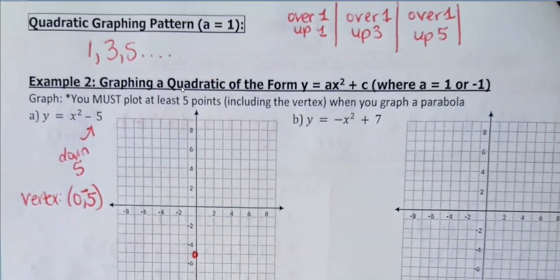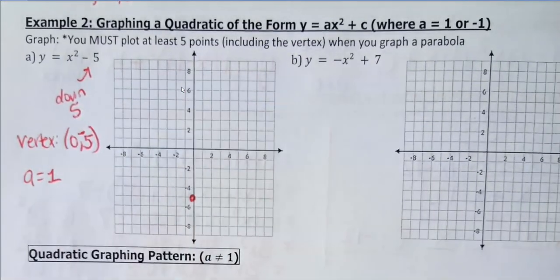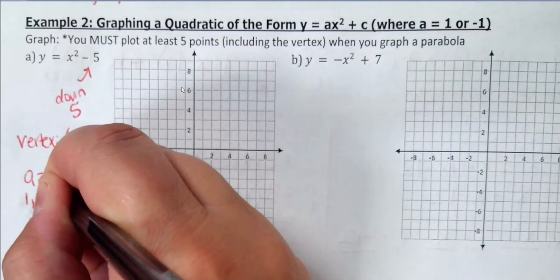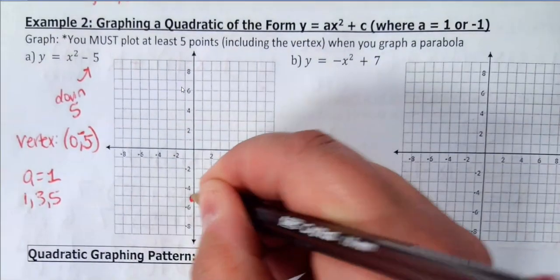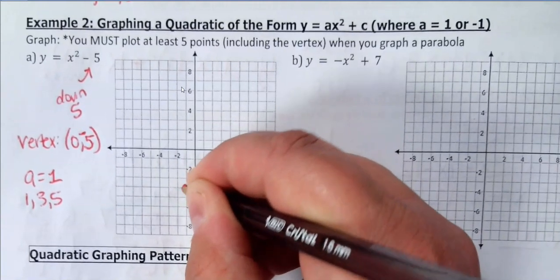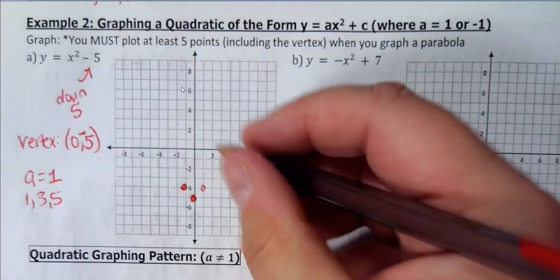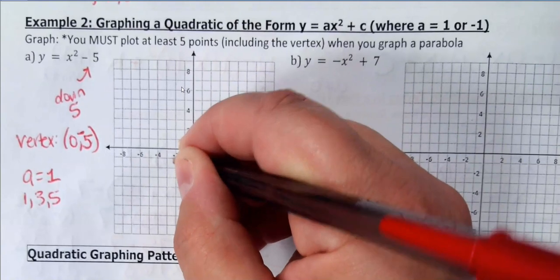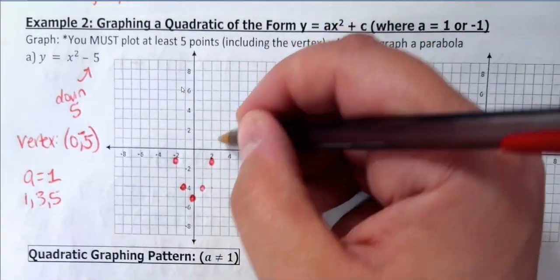Now my a value is just a plain x squared, so my a value is positive 1. And so I'm going to use this pattern, this 1, 3, 5. Literally, all you have to do, just from that vertex, on either side, is go over 1, up 1. Once you've got those 2 points, go over 1, up 3. And then from there, go over 1, up 5. I'm just doing this on either side.